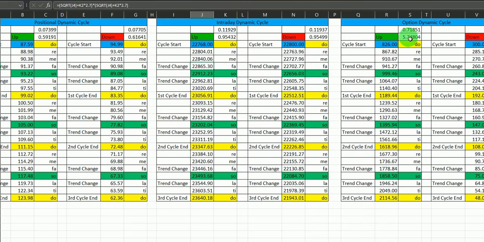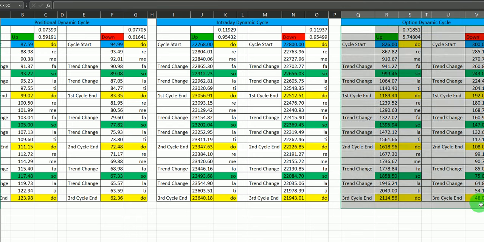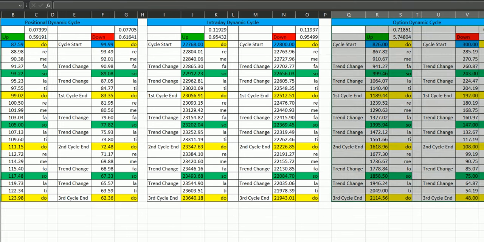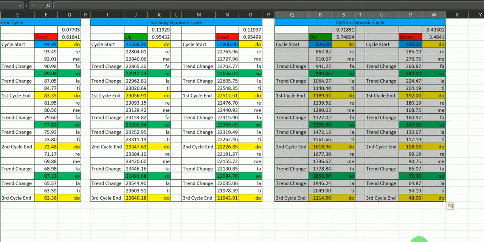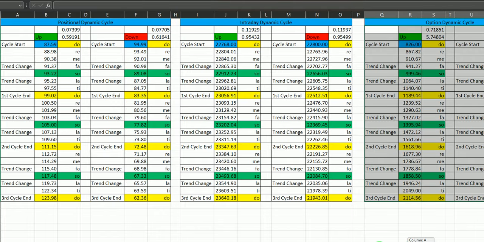For options I kept 100 divided by 100. So this is under experiment. You have to do it on an experimental basis. If it works out, you can utilize this for options; otherwise don't look at this, just utilize it for the dynamic cycle for positional and intraday. Okay, I will show you some examples of how it worked.